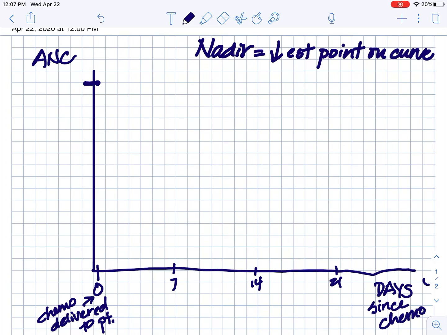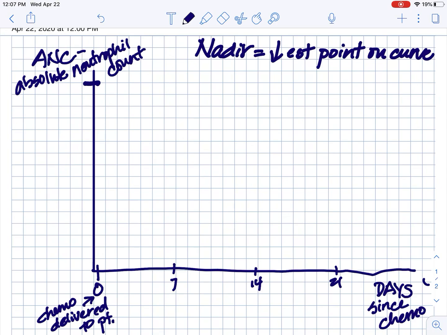Now, up here, this is our ANC. So let's say the patient starts out with an ANC. Now, remember, ANC measures absolute neutrophil count. Okay? Different than a white count.